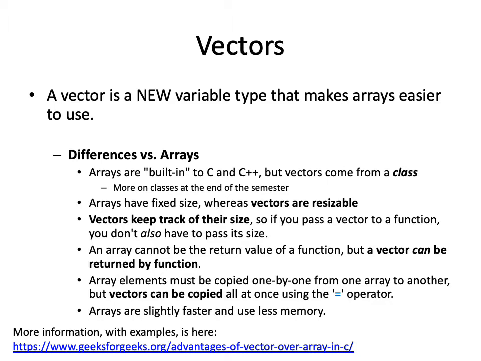Also, arrays are a bit faster than vectors, and they use less memory. So basically, vectors are using a little bit more memory, and they're a little bit more complex to use. However, ultimately, I find them to be much easier to use than arrays, and overall, they're definitely worth it. And I would use a vector over an array almost any day. If you want more information, here is a good link.